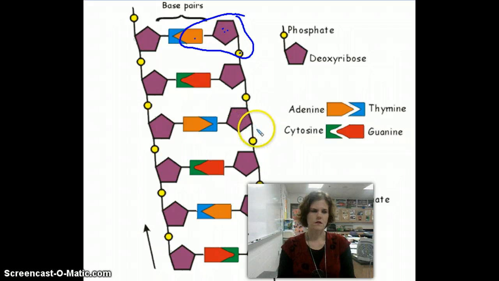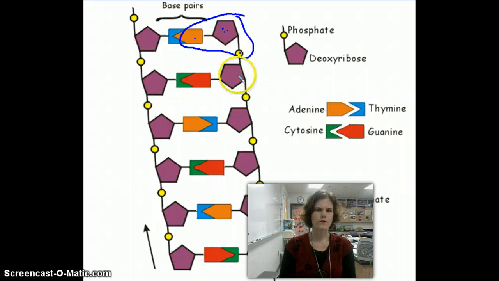Let's see what else. So the nucleotides go together. You have your sugar that's attached to the base, and then a phosphate. It's shaped like a double helix. You see the twisted ladder on both sides.